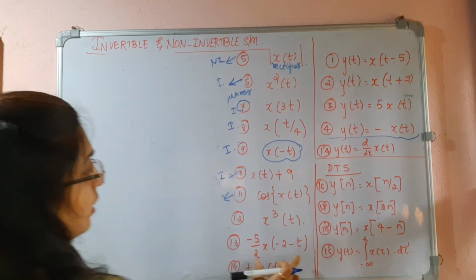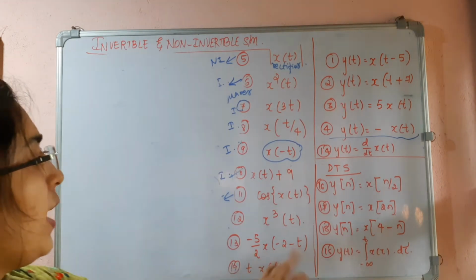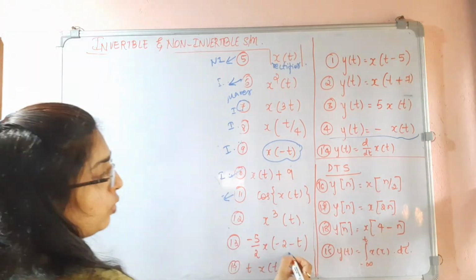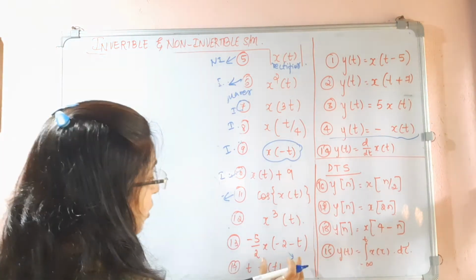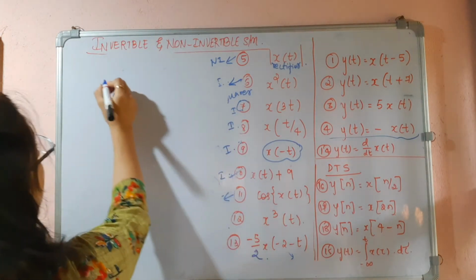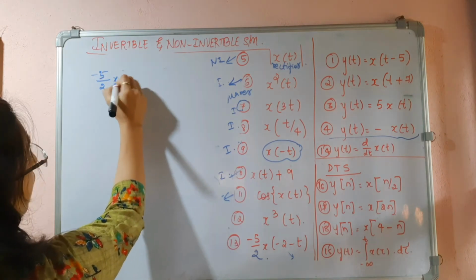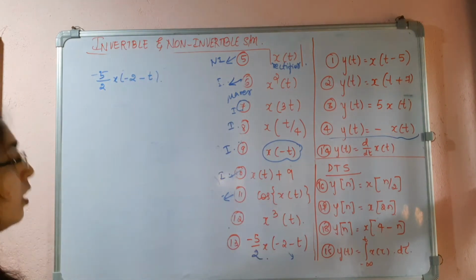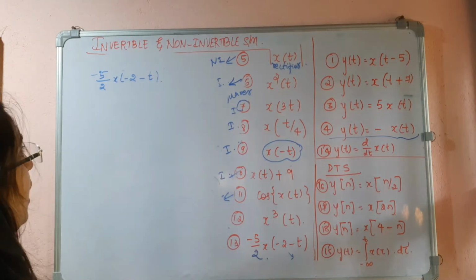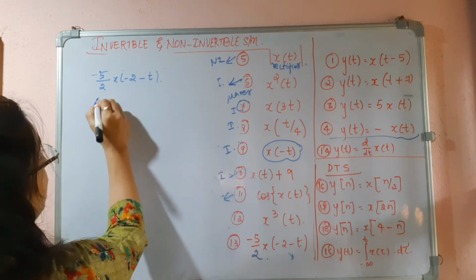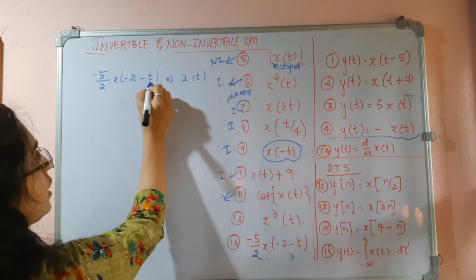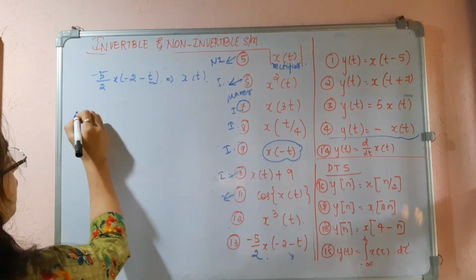So next let us check minus 5 by 2 x of minus 2 minus t. Okay, so this is also not a linear time invariant system. Another technique to solve this is, we need not draw the block diagram every time. To get x of t, what all can I perform? First, I can perform the reversal operation.